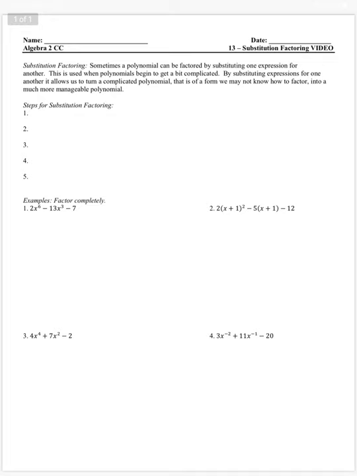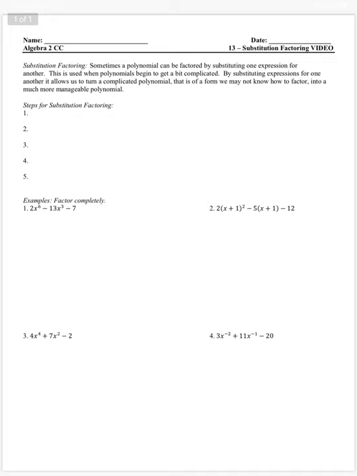So substitution factoring, it says sometimes a polynomial can be factored by substituting one expression for another. This is used when polynomials begin to get a bit complicated. So if you're looking at something that I ask you to factor and it looks like a lot more than usual, you're probably going to end up using substitution factoring. By substituting expressions for one another, it allows us to turn a complicated polynomial of a form we may not know how to factor into a much more manageable polynomial.